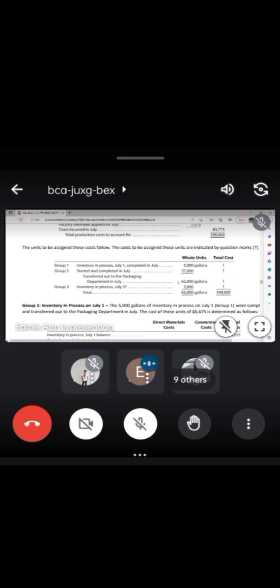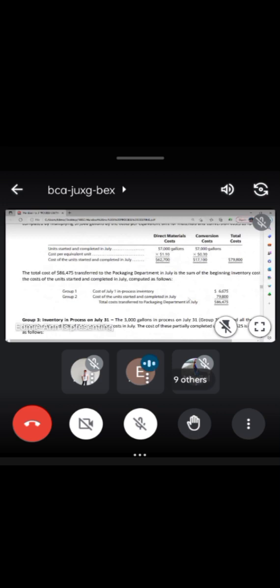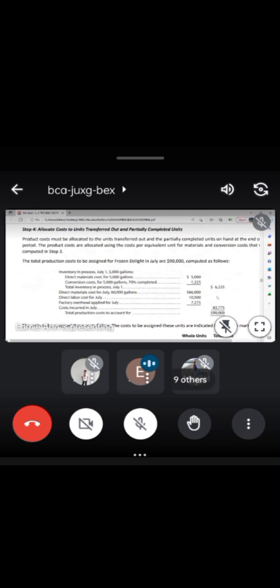Now, the inventory in process July 31, 3,000 gallons mag-remain siya sa inventory. Now, the total units accounted for is 65,000 gallons. Okay? Wala lagi niya gipakita ang computation. Balikan na lang nato guys kay wala man niya gipakita ang computation. So ato siyang tan-awon, no. So ana siya direct materials cost for July 1 daw, the 5,000 gallons.